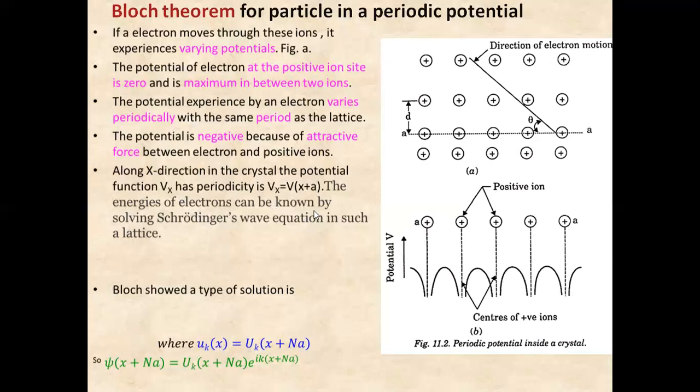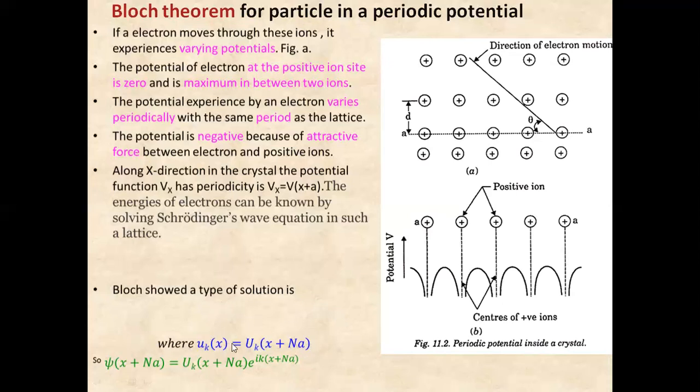The energies of the electrons can be known by solving Schrodinger's wave equation in such a lattice. The potential varies periodically, that is V(x) = V(x + a). The energy of the electrons can be found by solving the Schrodinger wave equation, whether time dependent or time independent. Bloch showed a type of solution for the Schrodinger wave equation: u_k(x) = u_k(x + a).